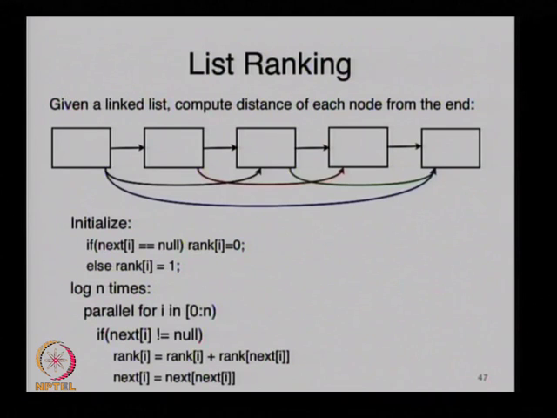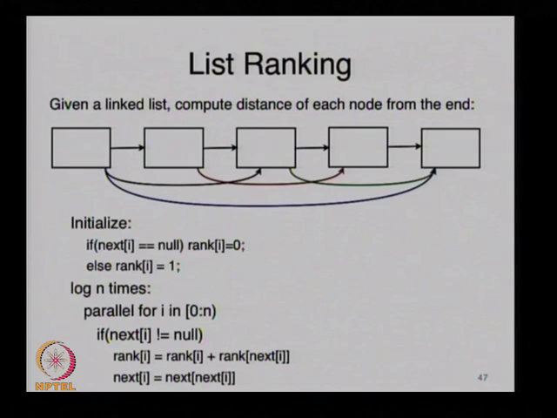For all i, if next is not equal to null, then my rank is previous rank plus the rank that the next fellow has got, and then update the pointer to whatever next he had discovered. After log n times, you will have essentially reached the root and got your rank updated.